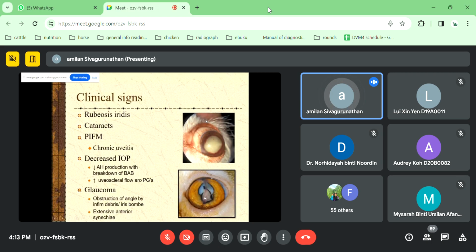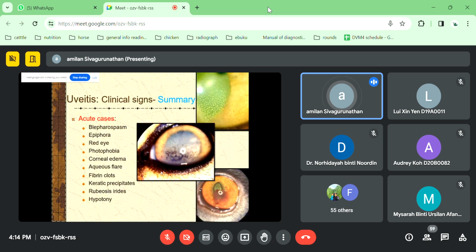So some of the other signs of uveitis include rubeosis iridis or red iris, and cataracts. Rubeosis iridis can also refer to this redness that you see here, the cataract there, and the whole iris that is turned red. Pre-iridial fibrovascular membranes, that's a membrane that forms from chronic uveitis, just like you see in this picture here. And then you have decreased IOP, intraocular pressure. The pressure goes down, and in some cases, glaucoma can develop secondarily.